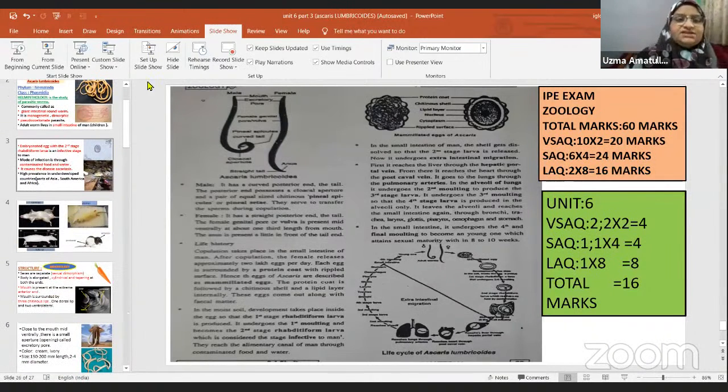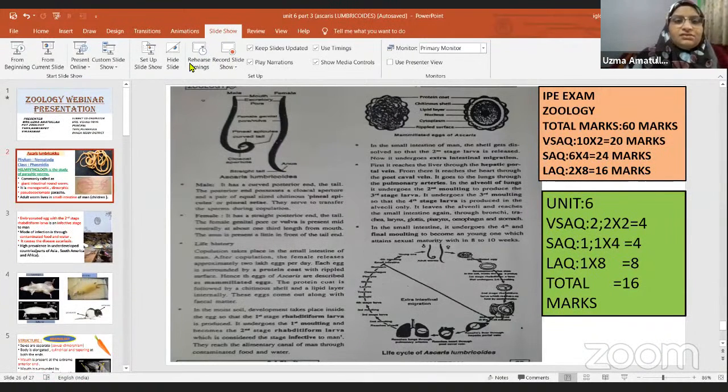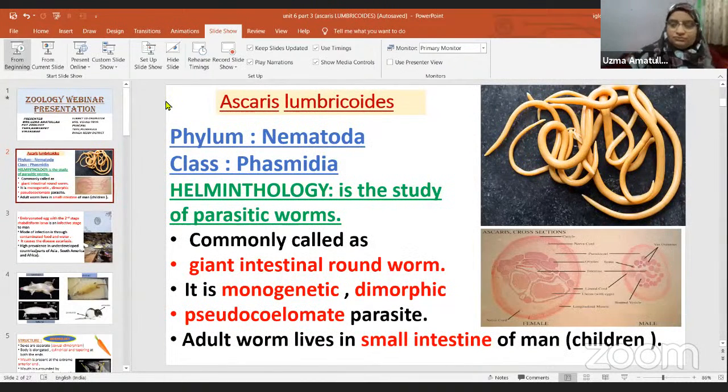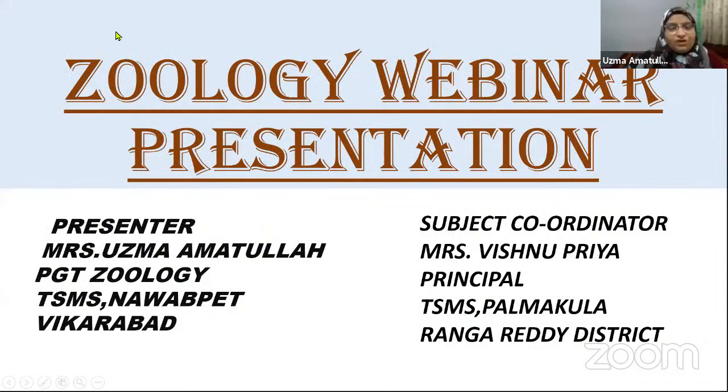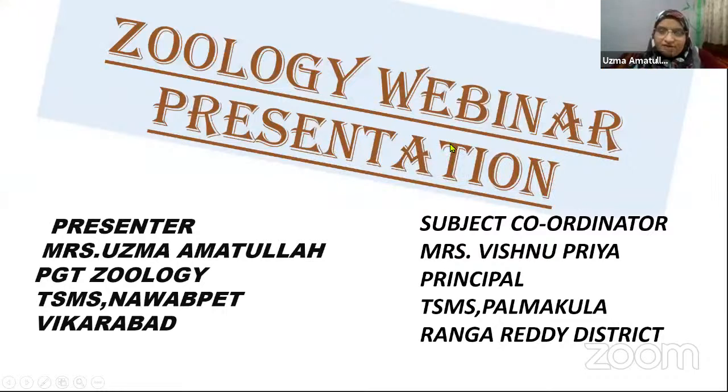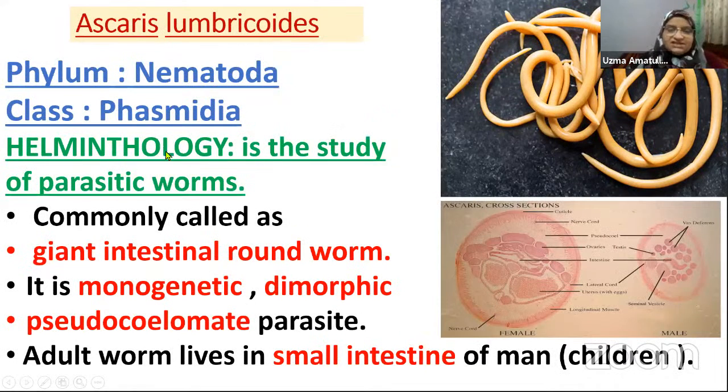The Ascaris lumbricoides. Ascaris lumbricoides is the scientific name to this worm. What is the common name of this worm? That is the giant intestinal roundworm. Helminthology is the study of worms. And then what is this? It is a monogenetic dimorphic pseudocoelomate parasite.